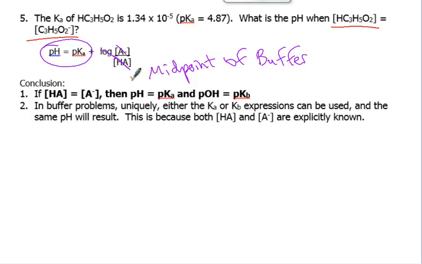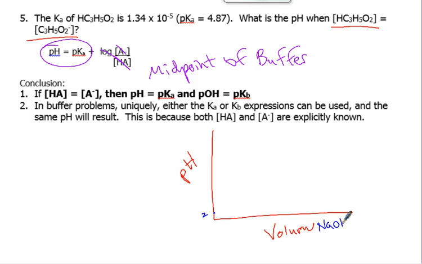And that's kind of like the sweet spot where the pH really is resisting change the most. When we do our lab, this is volume, and this is pH. And we are going to do the lab with acetic acid and sodium hydroxide. So you'll start off with a pH maybe about 2, and you'll slowly be adding sodium hydroxide to it, and you'll see this happen.